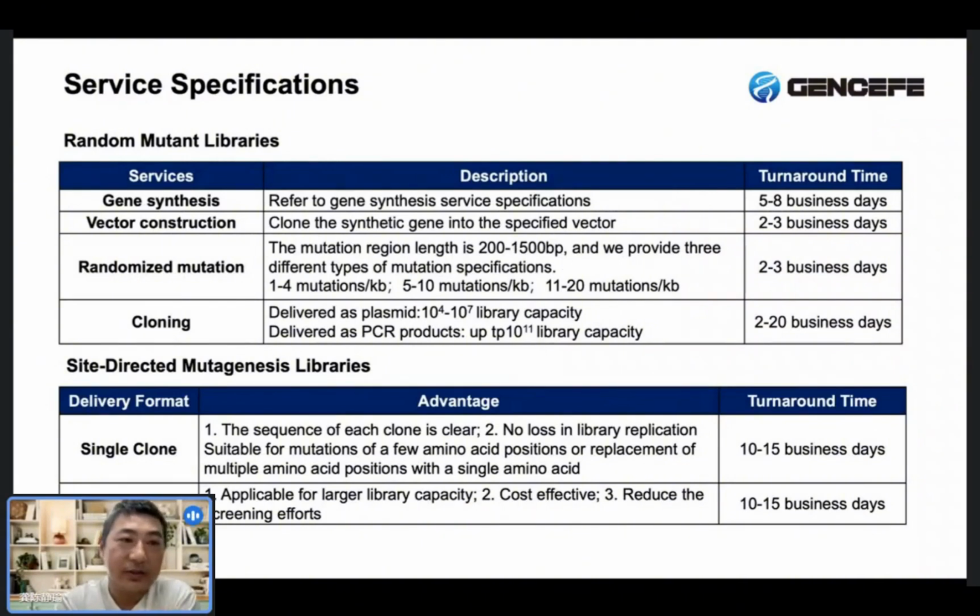So we provide different types of library construction, including randomized mutant libraries, site-directed mutagenesis libraries, and degenerate mutant libraries. In order to make the library, you need to have the wild-type gene. If you have the wild-type gene, you can ship it to us. If not, we can synthesize the wild-type gene. And then based on this wild-type gene, we can do the mutations. We can deliver the library, either the DNA or the cloned library in bacteria.